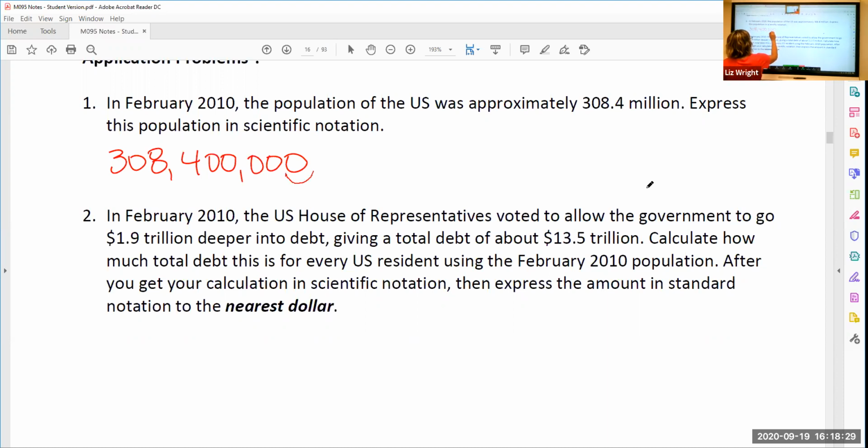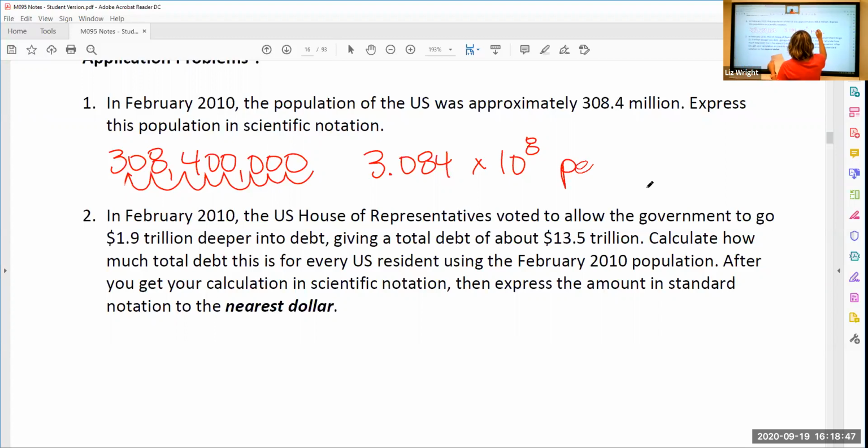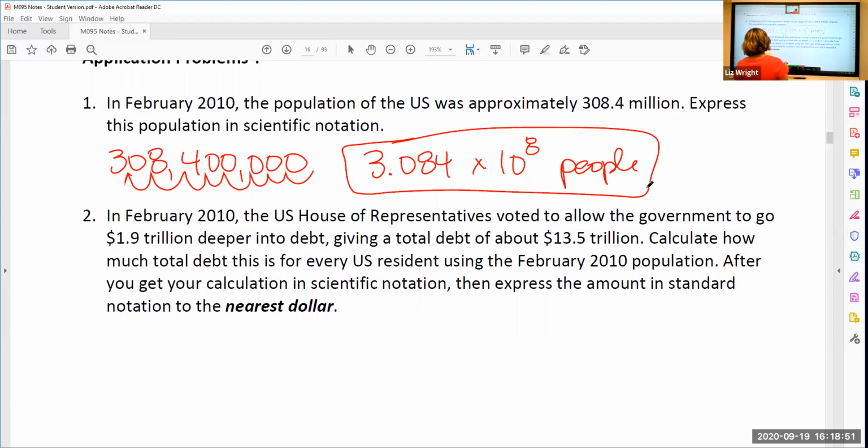We're going to go 1, 2, 3, 4, 5, 6, 7, 8. So then we've got 3.084 times 10 to the 8th. Did I write that right? Okay. And then my label. So I've got that many people. And then it says in February, so we're going to use this. This is one of those problems that's just going to be building on each step.